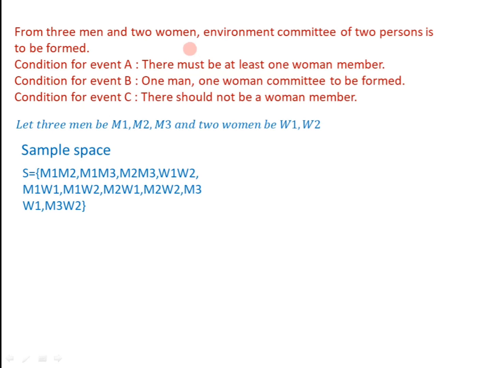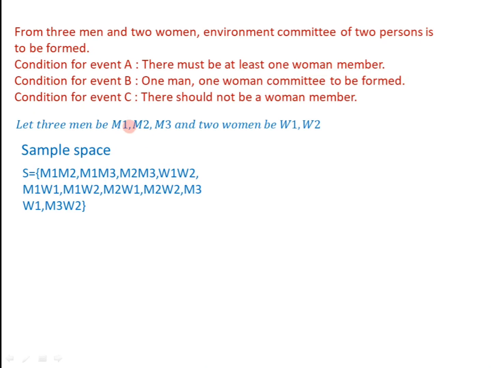The sample space for this random experiment would be M1 M2, M1 M3 and M2 M3. So these are the three committees which can be formed using only men, that is M1 M2, M1 M3 and M2 M3. Now we can have a committee using only women, that is W1 W2. So that is the next element in this sample space.